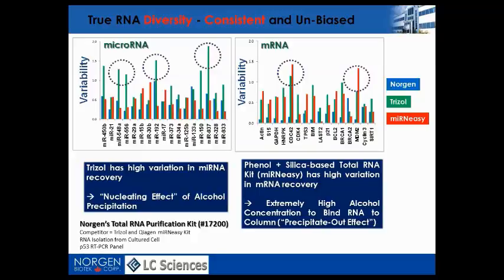As this slide shows, the combination approach for isolating total RNA, large and small, used by other companies, that is a combination between phenol and silica based, showed high variation in messenger RNA recovery. Also, extremely high alcohol concentration is used to bind RNA to the column, which causes a precipitate-out effect. So this inconsistency is very profound when using these methods.